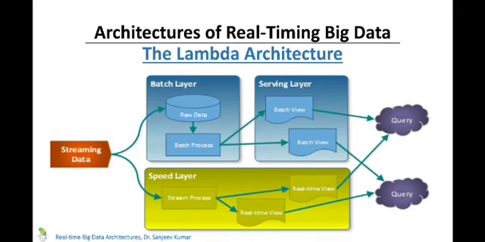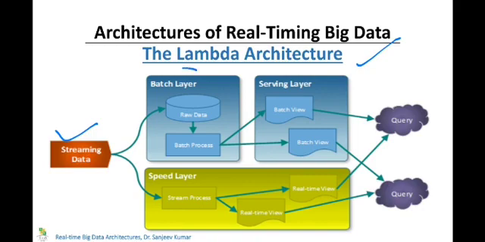Firstly, we discuss the Lambda architecture. What is the Lambda architecture? The Lambda architecture is for streaming data, such as live telecast streaming, etc. Suppose we have static and streaming data. There are two facilities in this architecture.